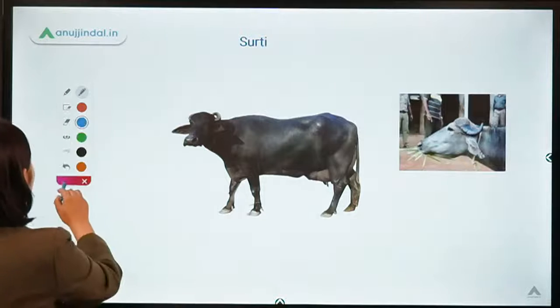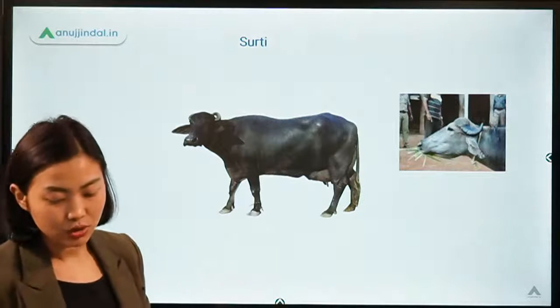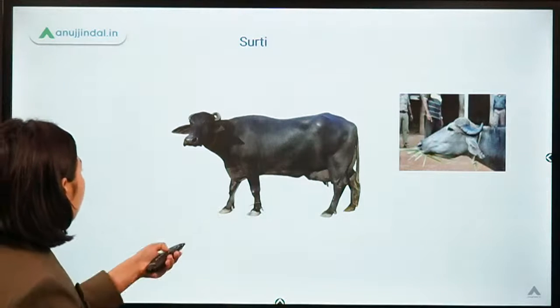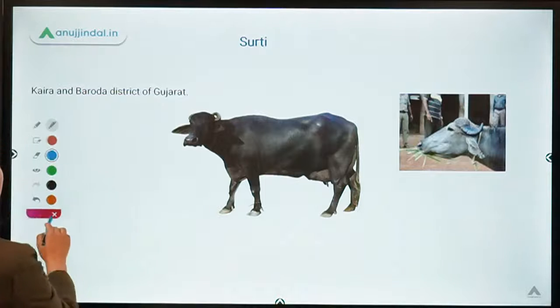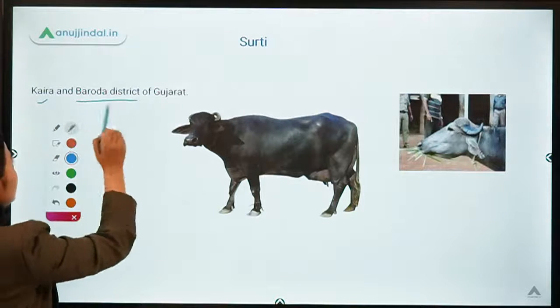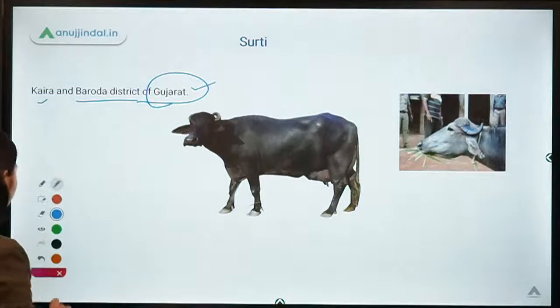Right, now coming to another slide, the indigenous breed we have here is Surti. An important trait about this Surti is that these belong to the Kheda and Vadodara districts of Gujarat. So they belong to Gujarat state, sorry.